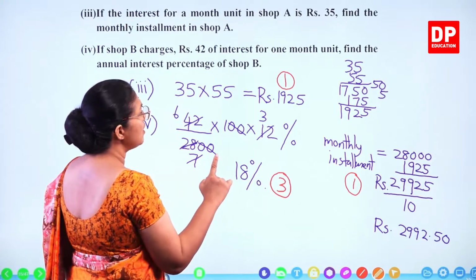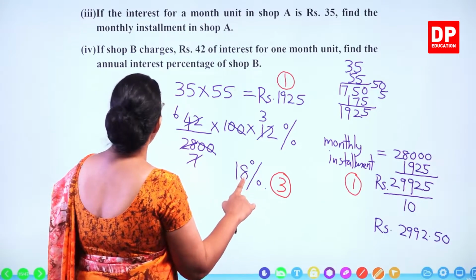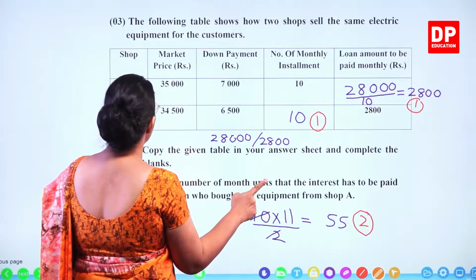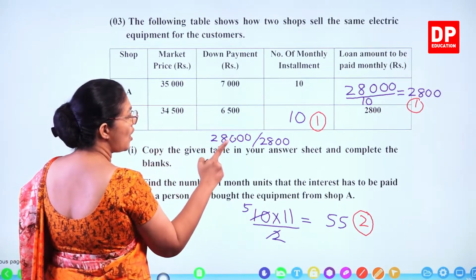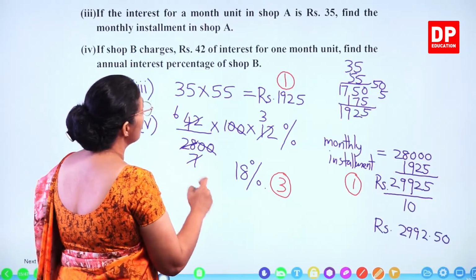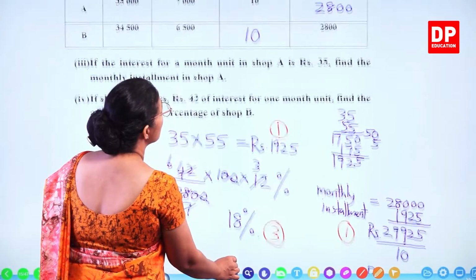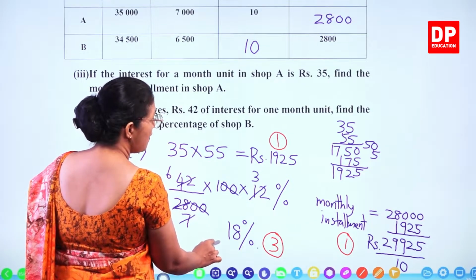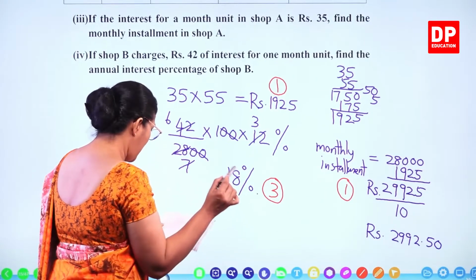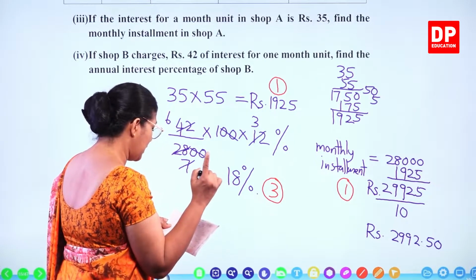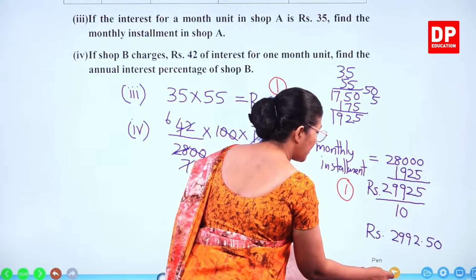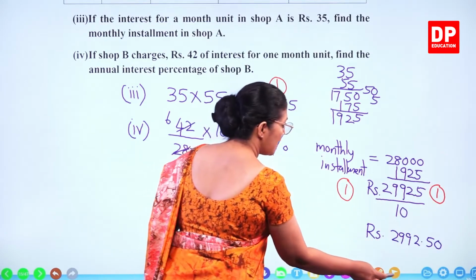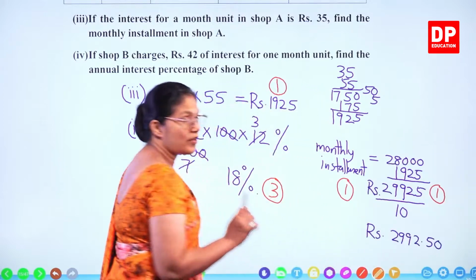So let's see how many marks? 3, 4, 5 and then 6, 7, 8, 9. We missed 1 mark. 1, 2, 3, 4, 5, 6, 7, 8, 9 and we need to give 1 more mark. Yeah, so here 1 more mark for this step. So altogether 10 marks for that question.